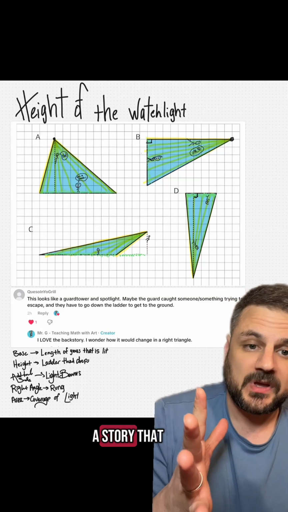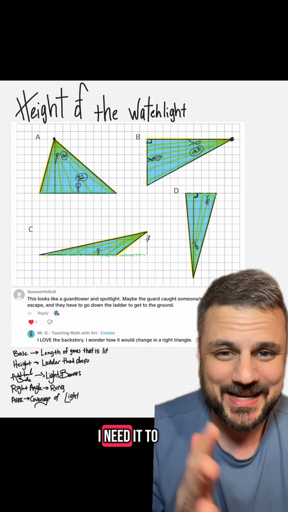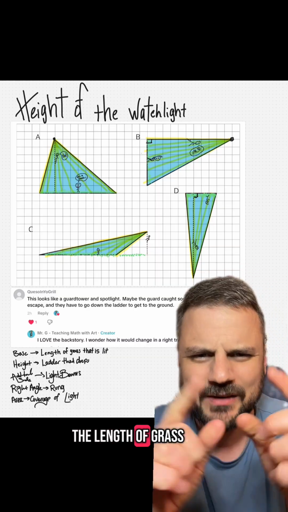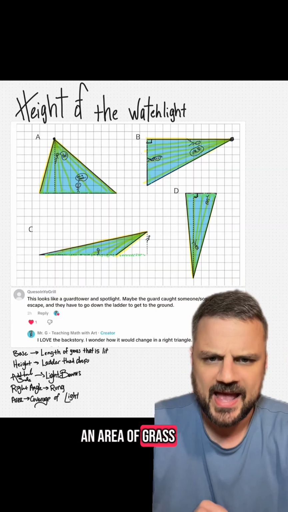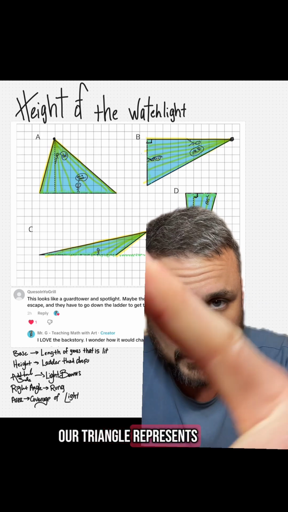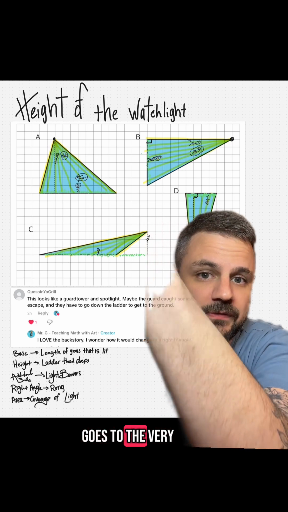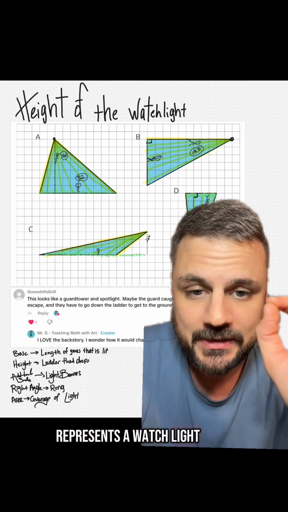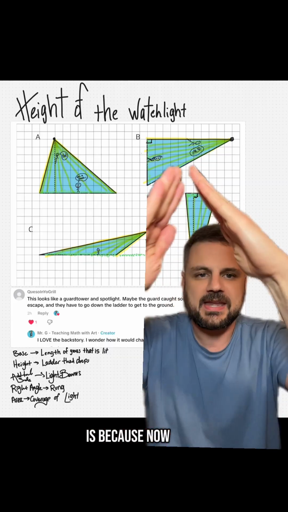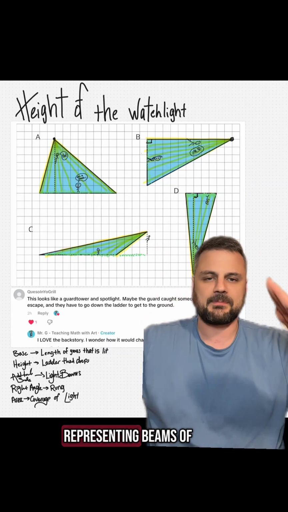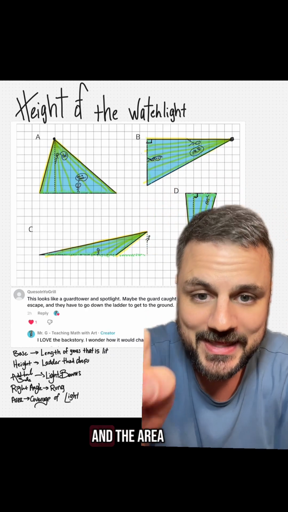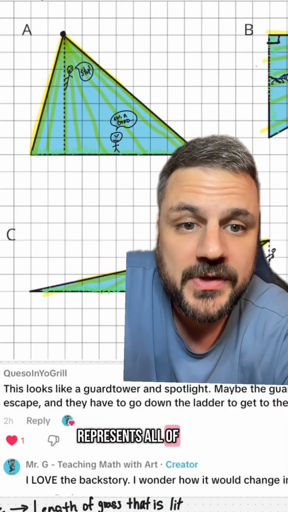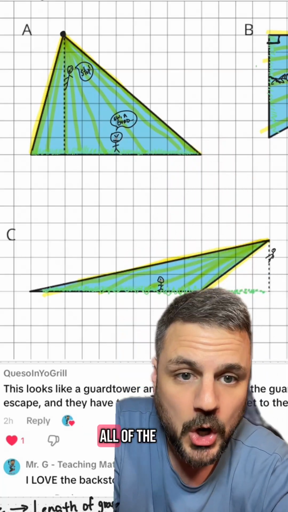And now for a story that I think includes every piece that I need it to for my students to really understand. The base in this model represents the length of grass. So we have an area of grass. The height of our triangle represents a ladder that goes to the very tippy top of this, which represents a watch light. The reason I really like this is because now we have our additional sides representing beams of light, and the area of this triangle represents all of the space that is covered with light, all of the space that is lit up.